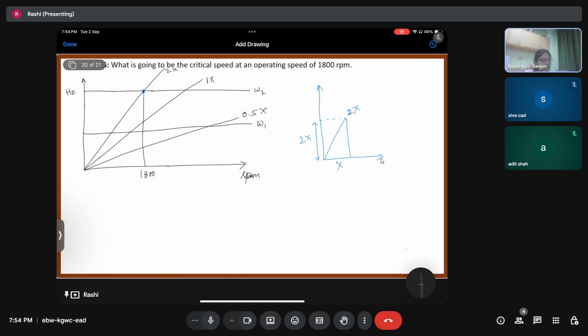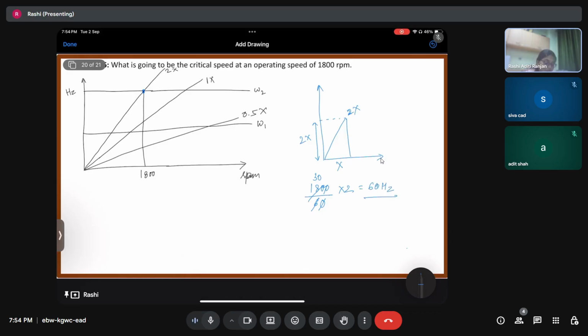Okay. So what do I know? Firstly, we'll convert 1800 into hertz, which is 1800 by 60. And then we have twice the variation, so this is going to be into 2. 60 hertz is going to be our critical speed. This was simple. This is a very simple question.